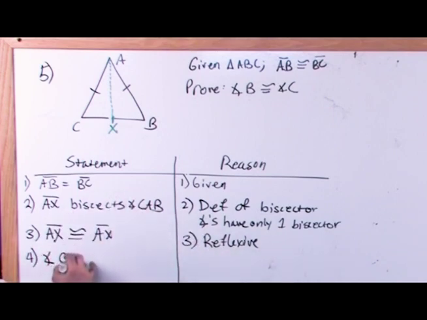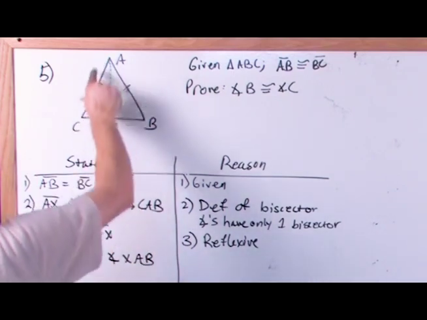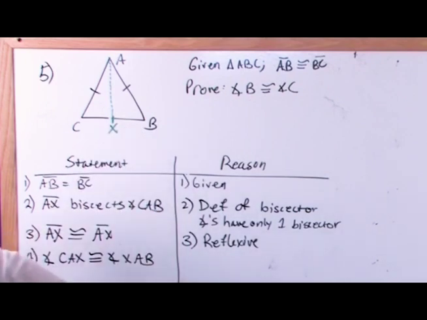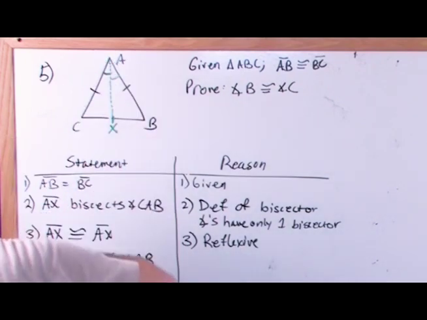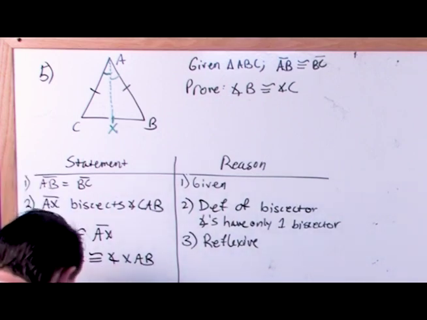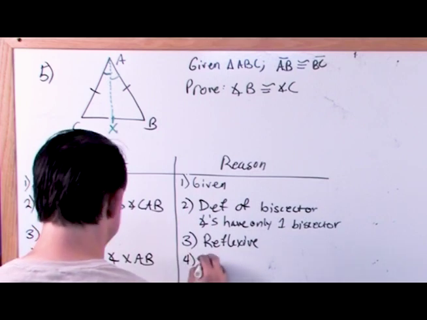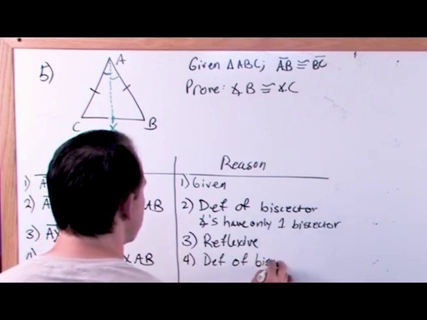Angle CAX is congruent to angle XAB. Because this is a bisector, CAX, this angle right here, is now congruent to this angle right here. So I can actually draw that. This is congruent to this, those angles are the same, okay? Now, why is that? That's the definition of the bisector that I just drew myself.